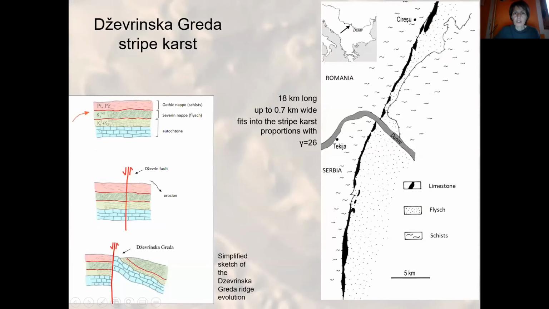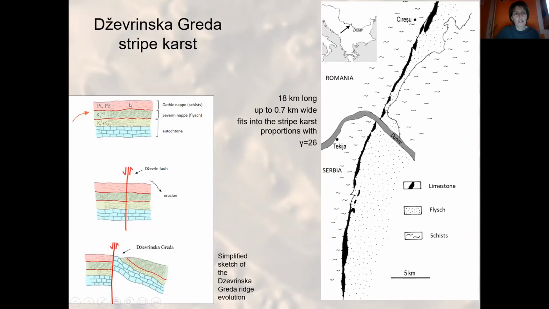And our first example is Jevrinska Greda stripe karst. I like to call it my snake because it's really so thin and long. So in black are limestones, and on the eastern part is flysch, and the western part is schists. And this stripe karst fits all the requested proportions.